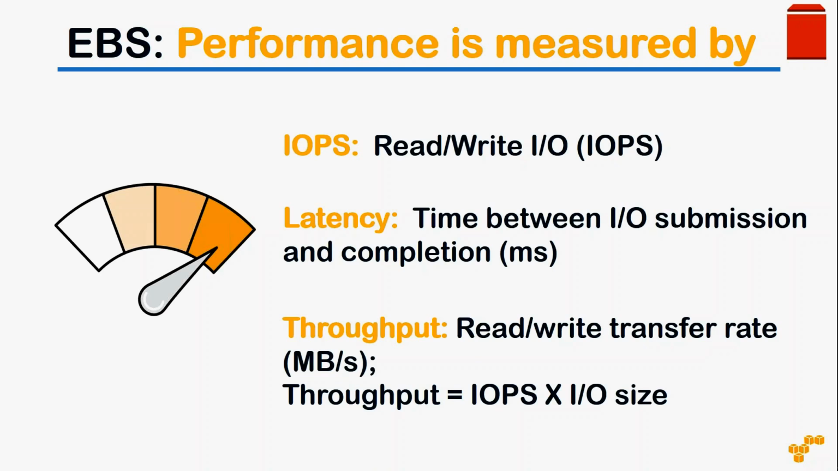Another measurement for disks is throughput. That is how fast I can read and write into my disk. That is the total IOPS times the IO size. So that is what my throughput means. So these are the different parameters by which performance is measured when we are talking about block storage.